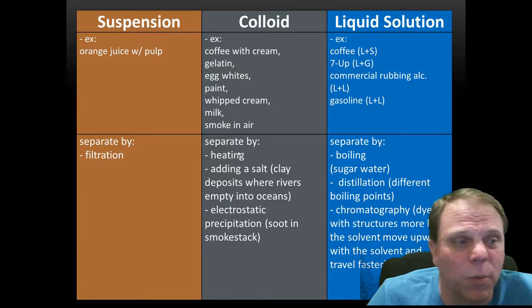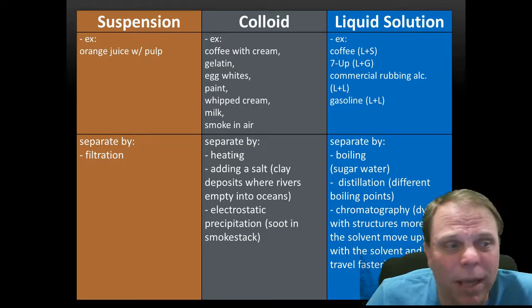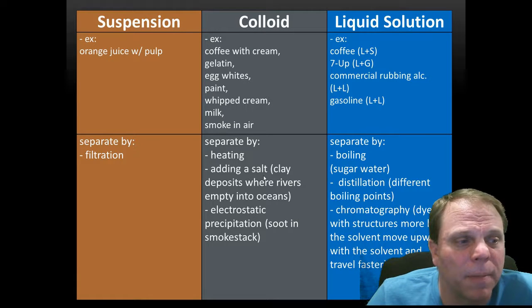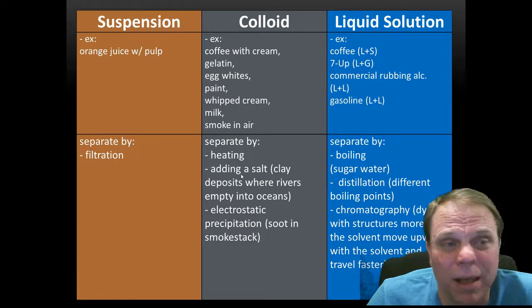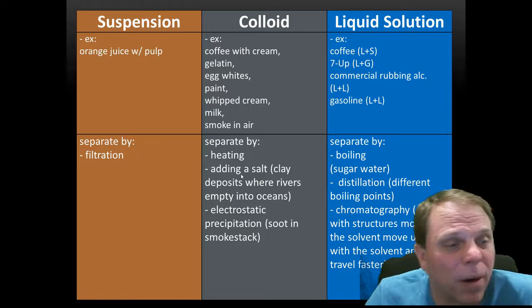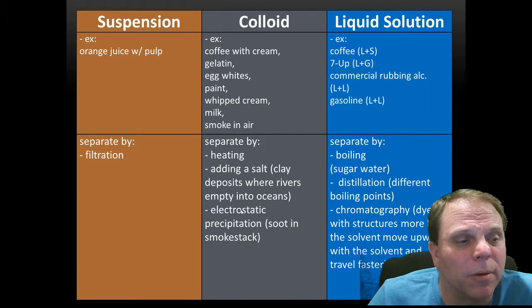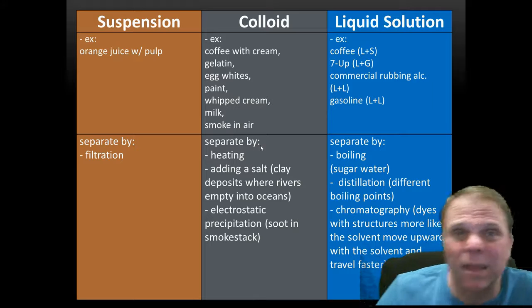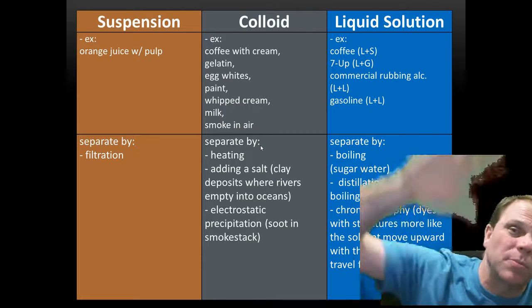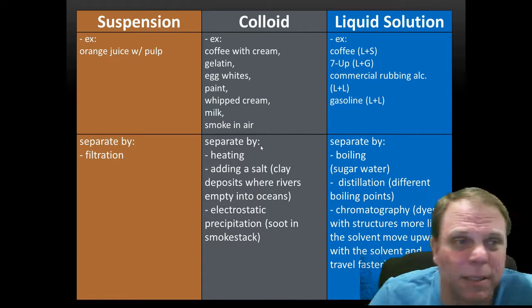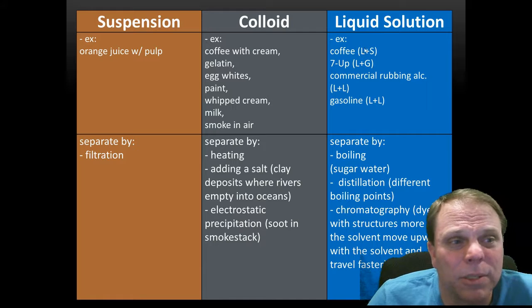Well, there's a few different ways. One of them is maybe you could heat it, right? And so you might be able to evaporate something. Adding a salt might actually attract some particles where it would actually work to separate them. Electrostatic precipitation in a smokestack, they have the electrical grid up at the top. As the smoke goes out, it pulls all the impurities toward itself. And then we have our liquid solution.